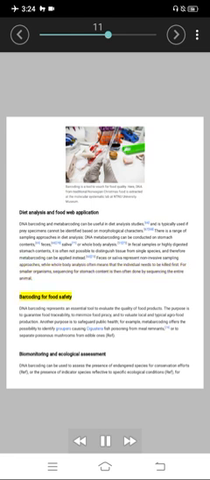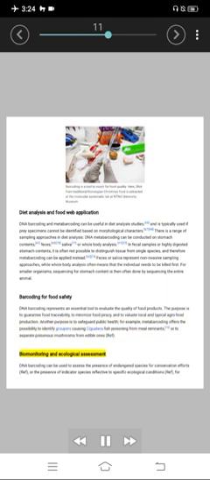Barcoding for food safety. DNA barcoding represents an essential tool to evaluate the quality of food products. The purpose is to guarantee food traceability, to minimize food piracy, and to evaluate local and typical agro-food production. Another purpose is to safeguard public health. For example, metabarcoding offers the possibility to identify groupers causing ciguatera fish poisoning from meal remnants, or to separate poisonous mushrooms from edible ones.